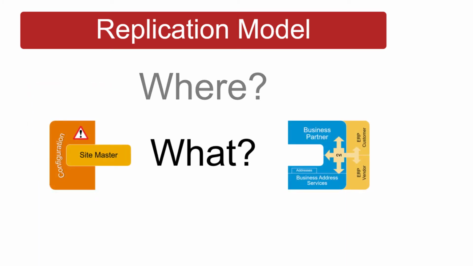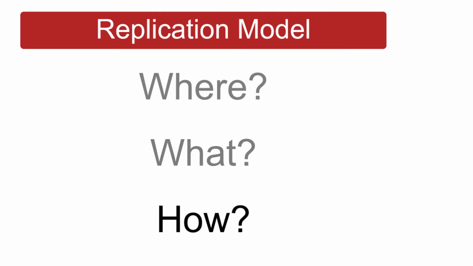The replication model defines what will be distributed. You're distributing two groups of objects, master data and customizing, in that sequence in two steps. Each step has a so-called outbound implementation, which defines technically how the data will be distributed.